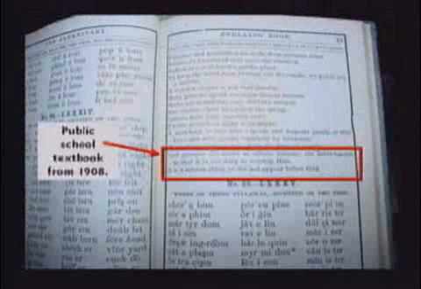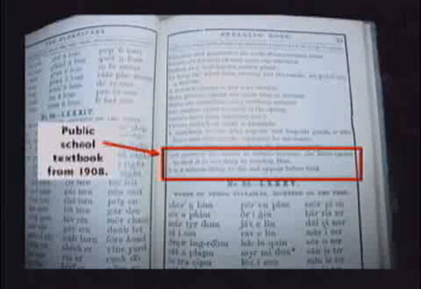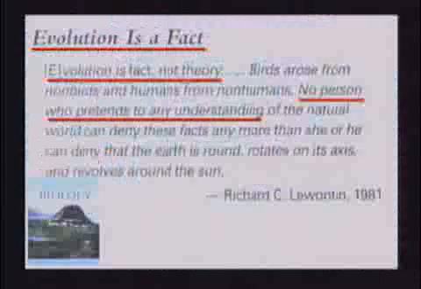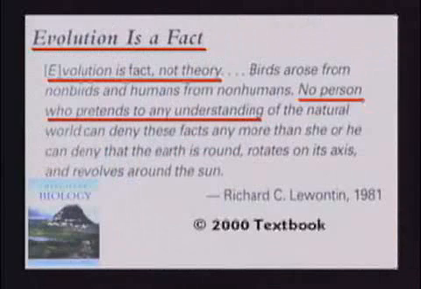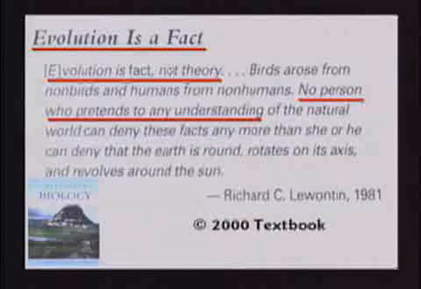Public school textbook. Here's a public school textbook from the year 2000. Evolution is a fact, not theory. Birds arose from non-birds and humans from non-humans. No person who pretends to any understanding of the natural world can deny these facts. I think things have changed a little bit, folks. By the way, when he says evolution is a fact, this is called a mantra. They think if you say it long enough and loud enough, everybody will start believing it. It's not a fact. Evolution's a religion.